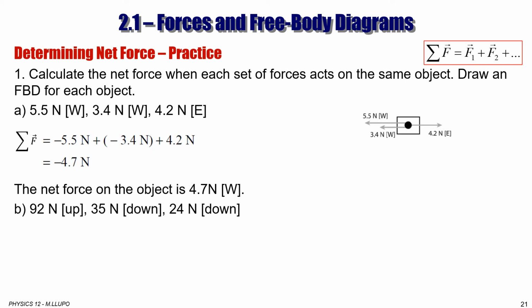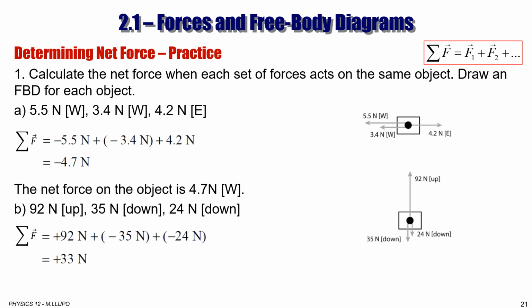Next one is 92 Newton up, 35 Newton down, 24 Newton down. And then you can draw that free body diagram, and you can find the sum of all forces. This is positive because it's up, 92 Newton, and two negatives, 35 Newton and 24 Newton. So the answer would be positive 33 Newton. That means 33 Newton up.